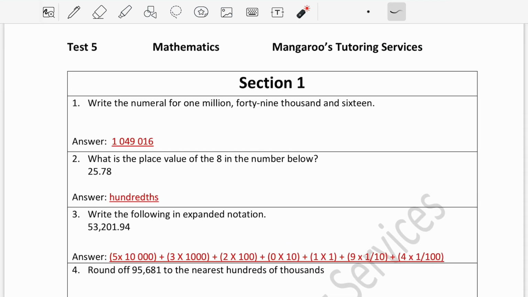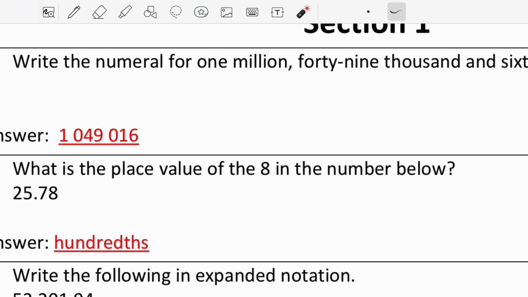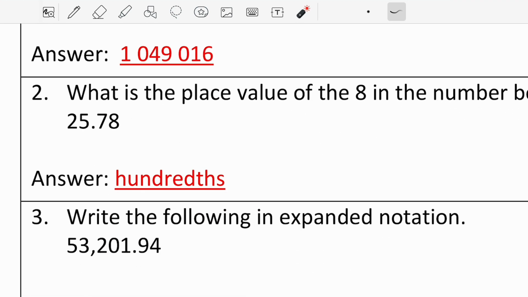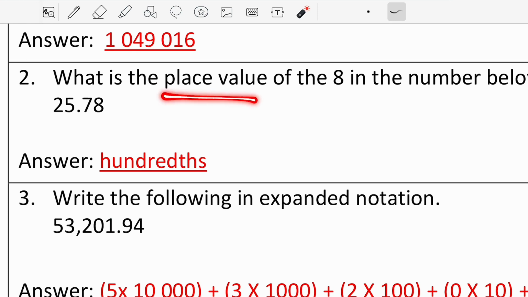Number 1. Write a numeral for 1,049,016. So we can put commas here if we like. Right, 1,049,016. Next, what is the place value of the 8 in the number below?